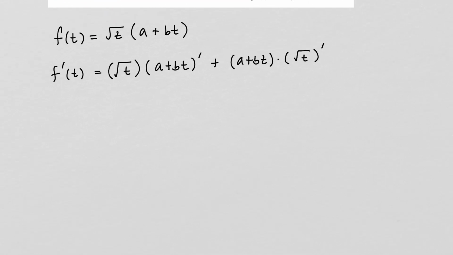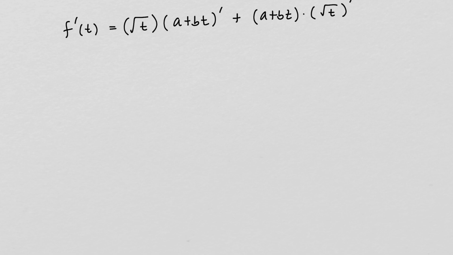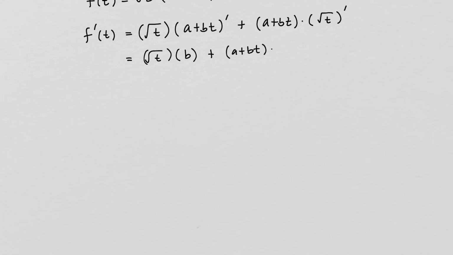Now, sometimes students can get a little confused with something like this because they see a bunch of letters here. But keep in mind, t is the variable. So when you take the derivative of a, it is a constant, and the derivative of a constant is 0. And the derivative of a number b times t is just b. And so this becomes the square root of t multiplied by b. Plus, then we have a plus b times t multiplied by the derivative of the square root of t.